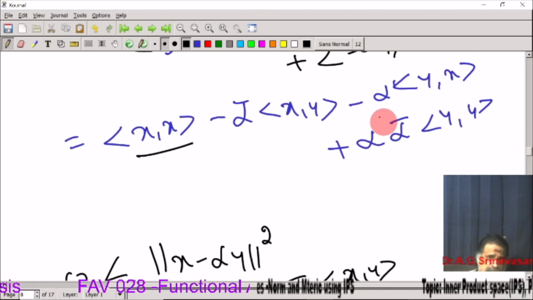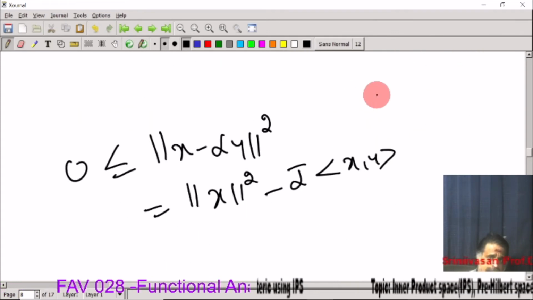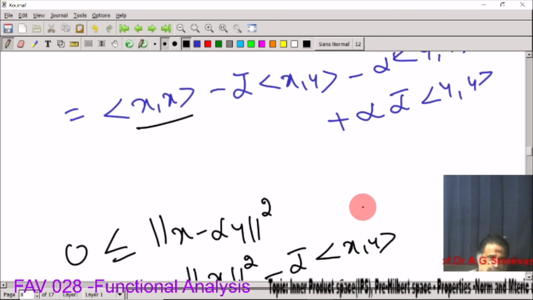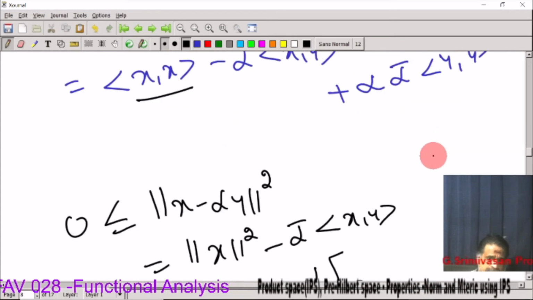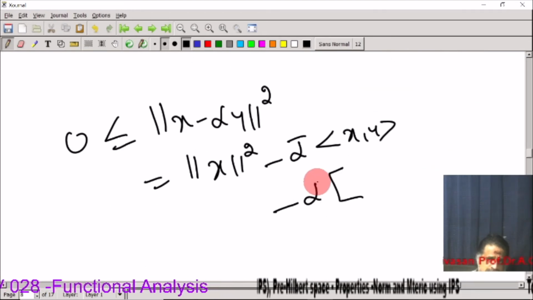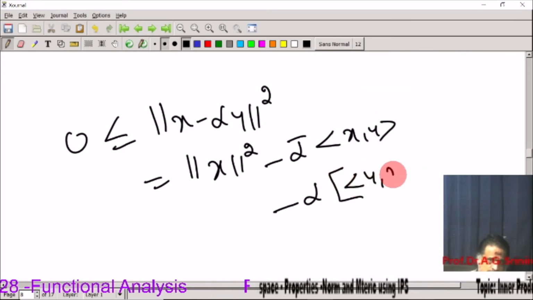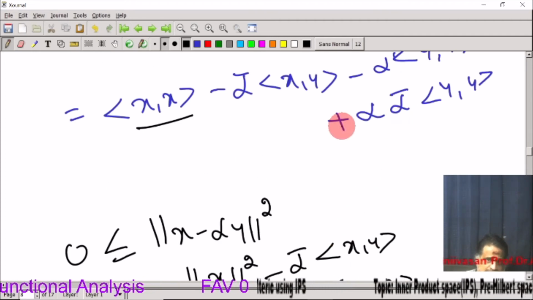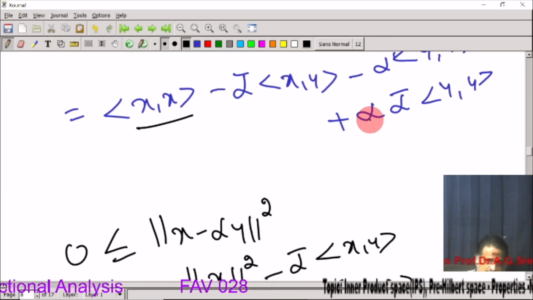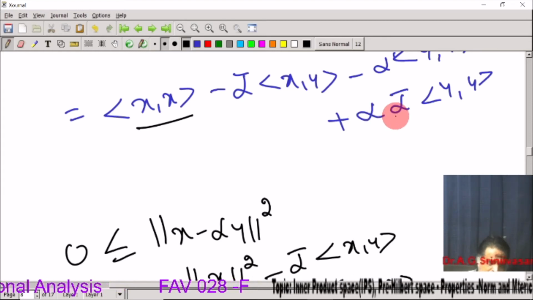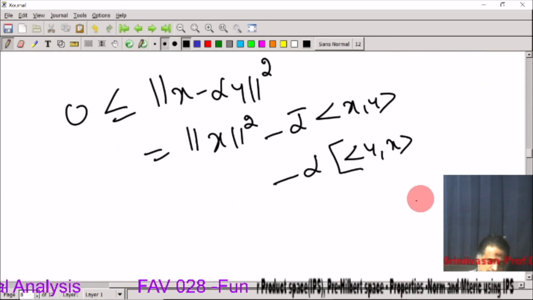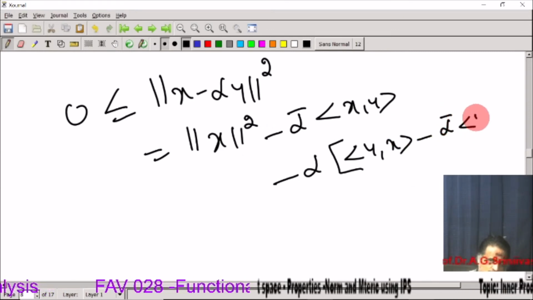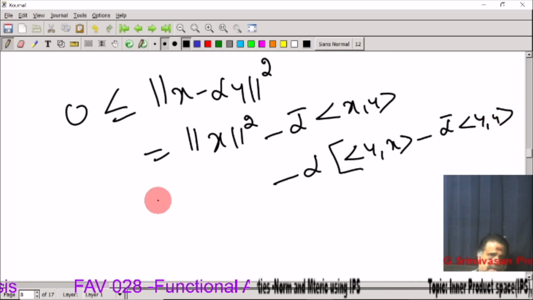Now what I will do is take minus alpha common. I go very slowly. Minus alpha common. If I do that, the first term is the inner product yx. Now since I have taken minus alpha common, I get a minus sign here. Alpha is taken common already. So I get alpha bar inner product yy. So that's why I'm writing it: minus alpha bar inner product yy. That's the interesting part.